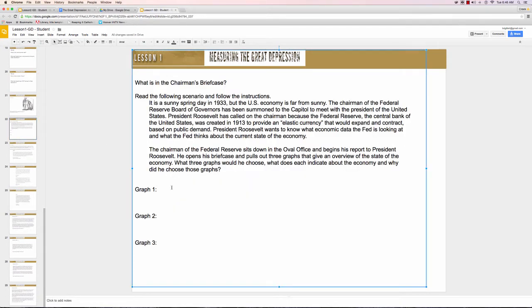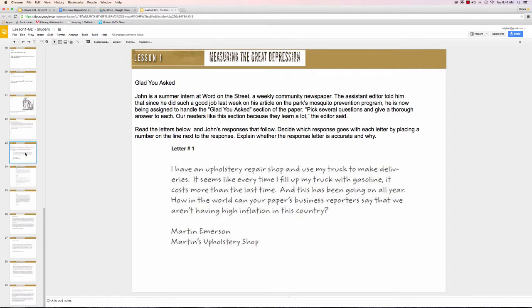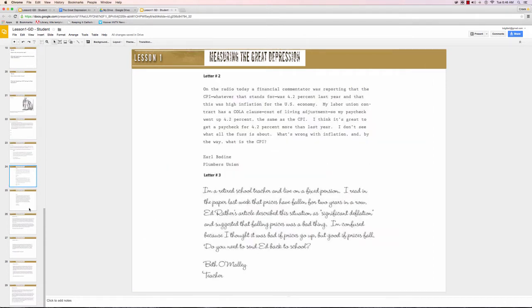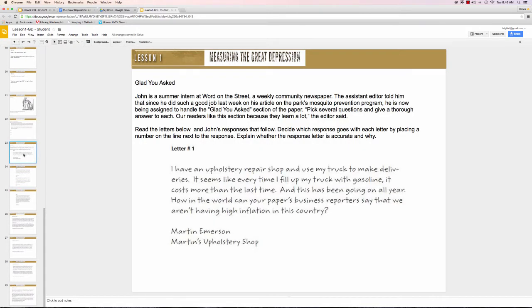So read the scenario, use the graphs for that. The last part gives you a series of letters that people have written. They're fake, but they represent real scenarios. And then you have to match them up with the responses that are given. So for example, letter 1 says, I have an upholstery repair business. It seems like every time I fill up my truck, it gets more expensive. It's been going on. How can you say that we don't have inflation? Okay, so gas is really expensive. Why don't we have inflation? What's wrong with you? And this is a letter to an editor of the newspaper.